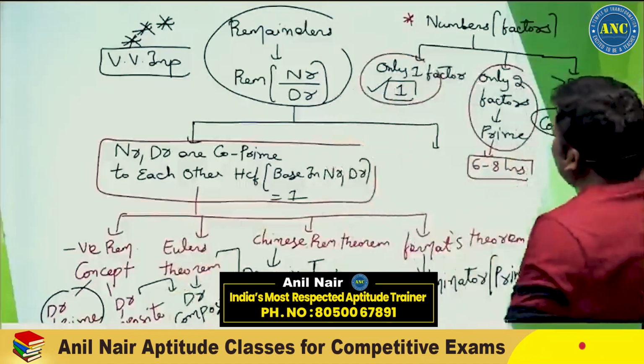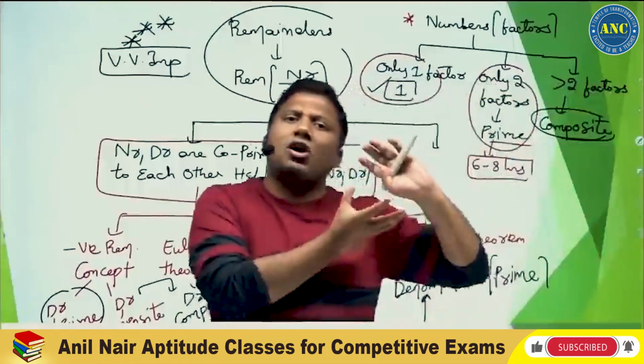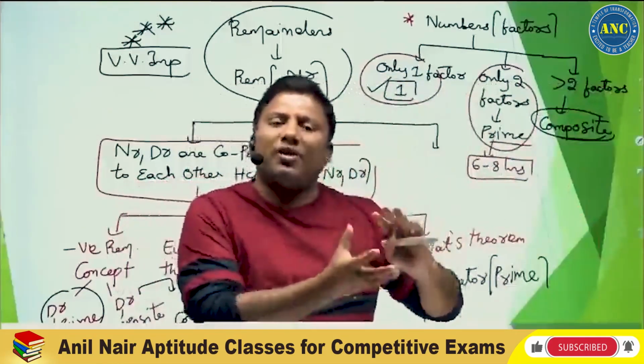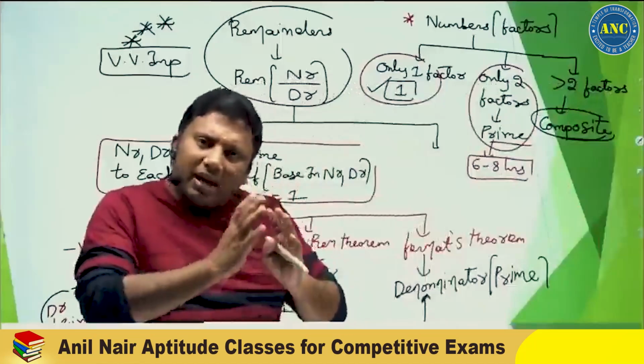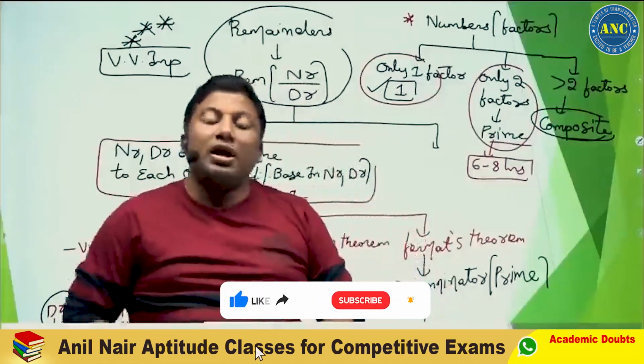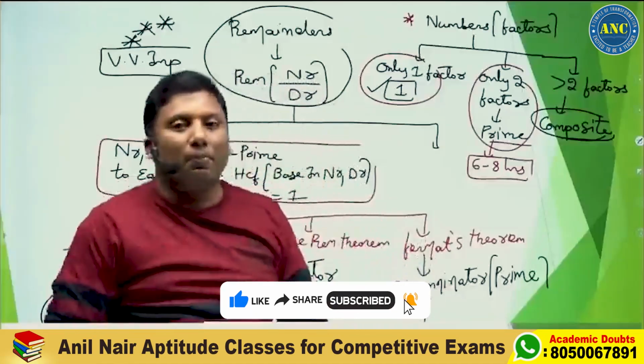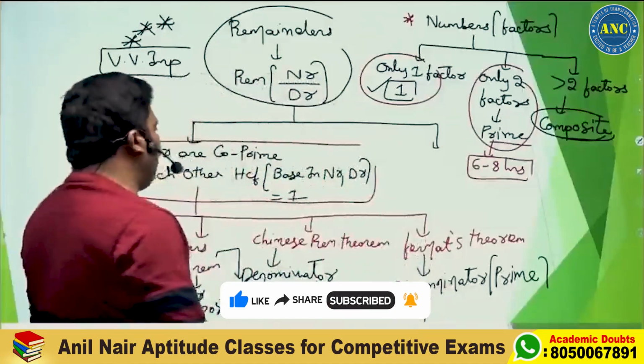If the denominator is a prime number. So we are first understanding what are all the cases that can be possible for a denominator. Denominator can be 1. If the denominator is 1, then it is called a natural number. The denominator can be a prime number, or it can be a composite number. So 2 cases will arise.